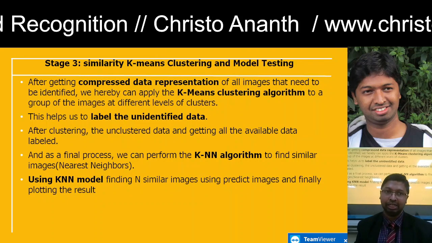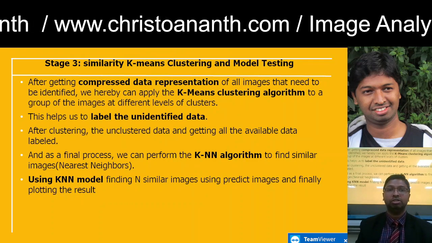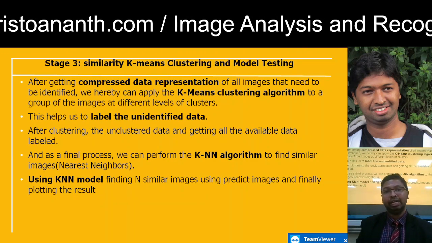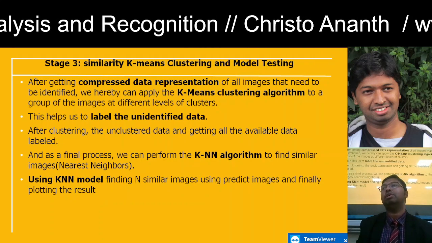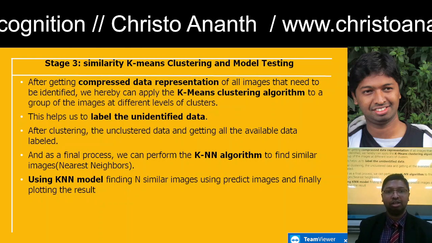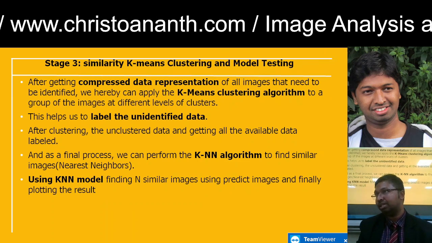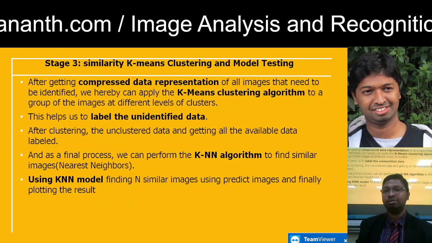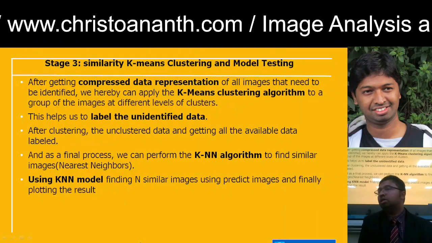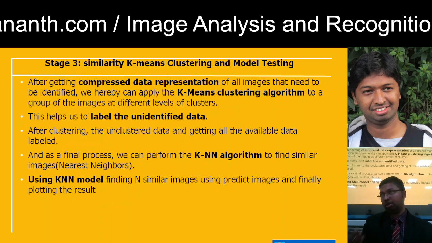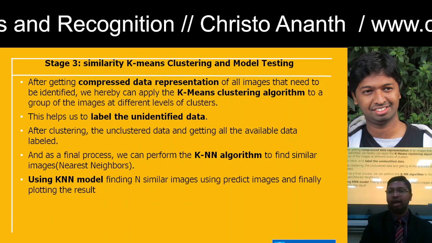Okay, the k-means clustering algorithm. Here you are going to label the unidentified data. After clustering the unclustered data, you can get all the available data labeled, and of course you can perform the KNN algorithm in order to find the nearest neighbors. Using the KNN model, the k-nearest neighbors model, you can find similar images in order to predict the images, and you can plot the result. You can use this KNN model to find n similar images using this predict technique, and maybe plot the result.